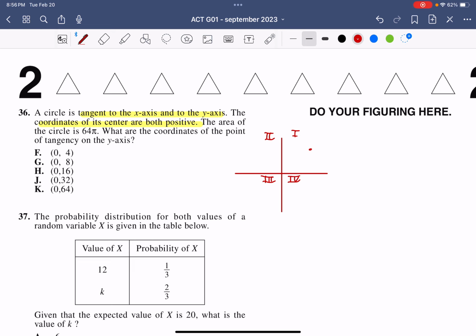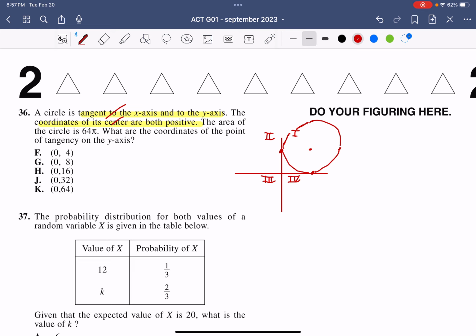And now let's look at this first part. The circle is tangent to the x and y axis. So tangent just means it touches the y axis and the x axis at one point. So let's draw that in. So maybe there, and then here you can kind of approximate what the circle is going to look like. Something like that. And for the sake of symmetry, I'll draw a point over there. Okay. So we've taken care of this part and this part.